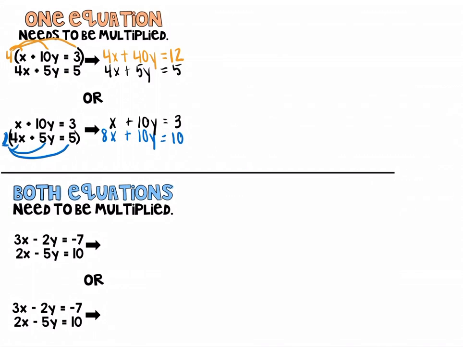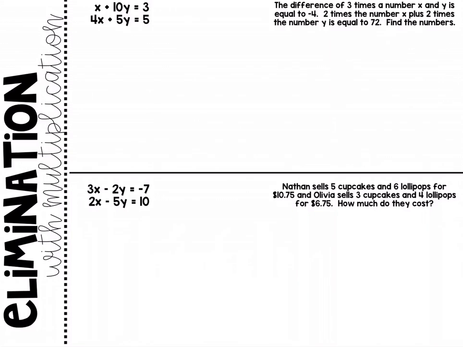The biggest mistake I typically see is when people try to multiply, they don't multiply everything, and then everything gets thrown off. So please make sure you're cautious, okay? Pay attention to what you're doing. So let's look at this first one. This was the same equation we started with at the top.